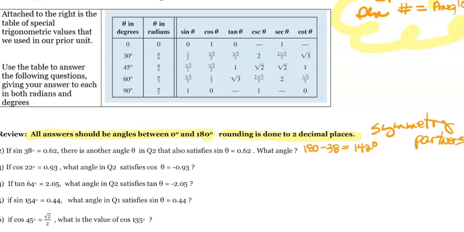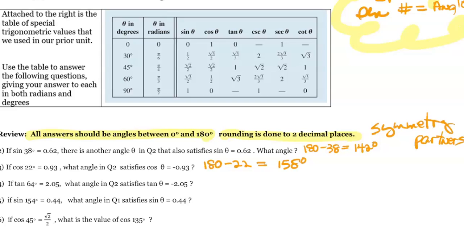With that model, if the cosine of 22 is 0.93, what angle in quadrant 2 satisfies cosine of theta is negative 0.93? Well, I'm looking for the symmetry partner, because remember, cosine is negative in the second quadrant. So subtract away the 22, and you're going to get 158 degrees. You're going to get things to the whole number right here.